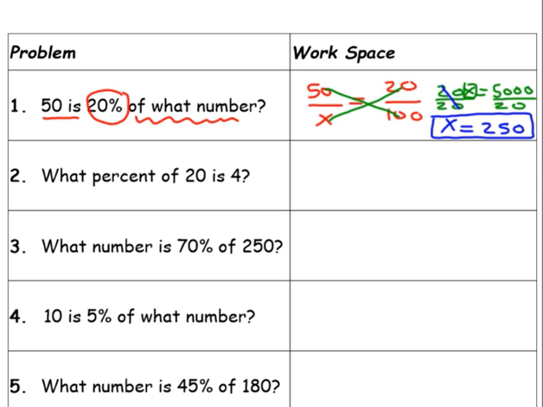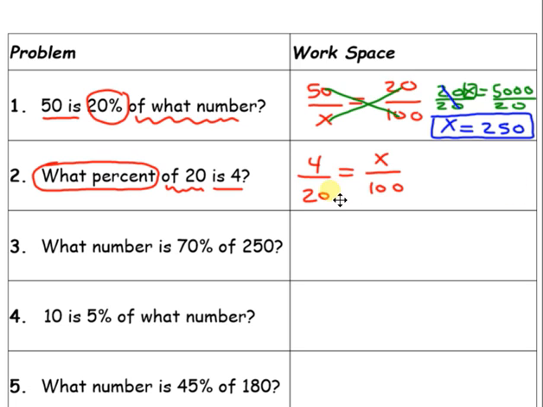Okay, so let's go ahead and try our next one. What percent of 20 is 4? So we're going to set up our fraction bars. Our freebie is 100. What percent? We don't know. There's our x. Of 20, that's our bottom. Is 4, that's our top. We're going to go ahead and solve.